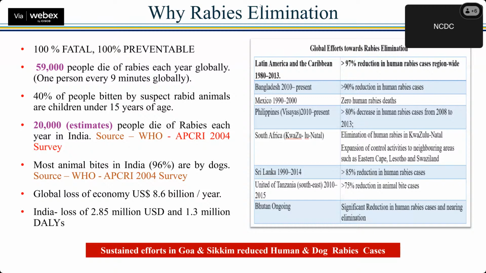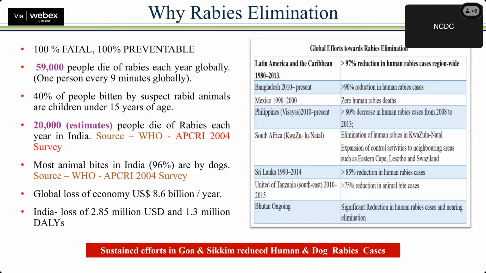So we heard about rabies elimination from the previous two speakers, and the global call of zero human rabies deaths by 2030, dog-mediated rabies deaths. This is the global call given by the WHO, WOAH, FAO, and the Global Alliance for Rabies Control. So why is it important? It is 100% fatal, but it is equally nearly 100% preventable.